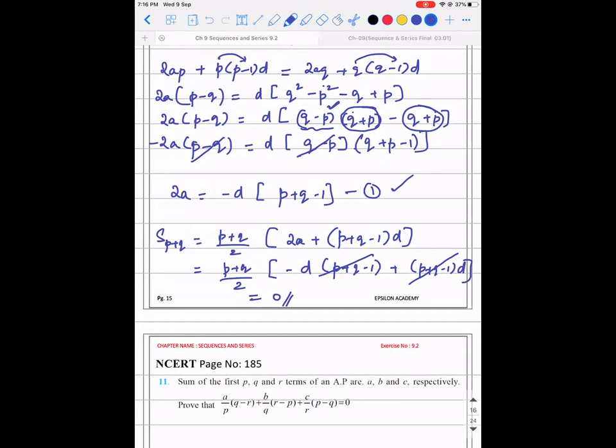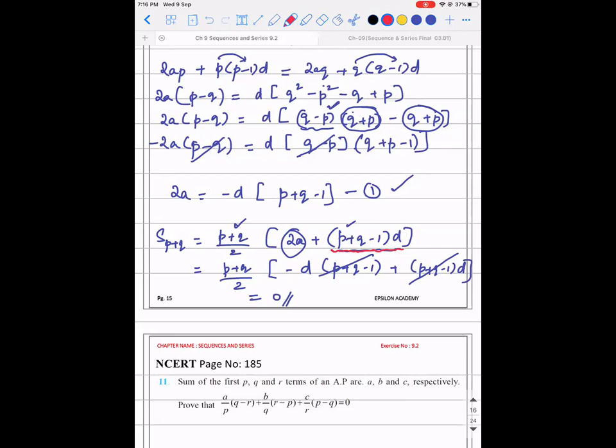Okay. Then 2a is equal to minus d into p plus q minus 1. Sum of p plus q terms is given as n by 2, that is p plus q by 2 into 2a plus n minus 1 into d. n is p plus q, so n minus 1 is p plus q minus 1, into d. But what is 2a? 2a is exactly the negative of this. It is exactly the negative of the one which I'm underlining with red. So they both get cancelled. You will get the answer as 0.